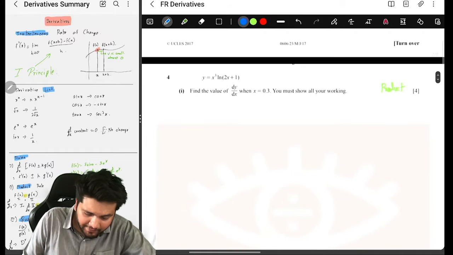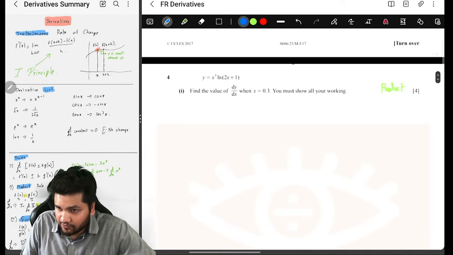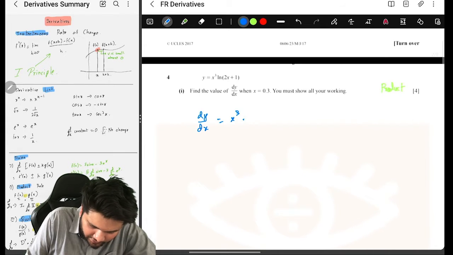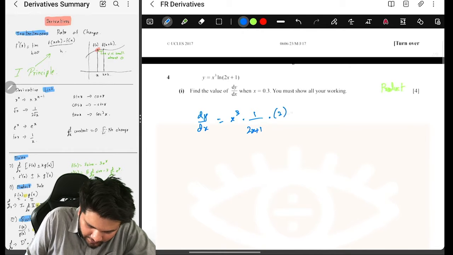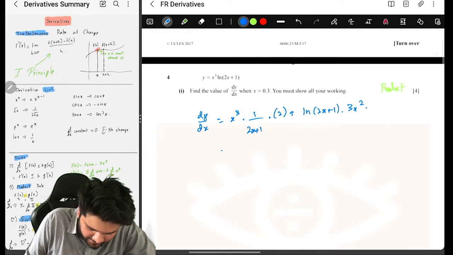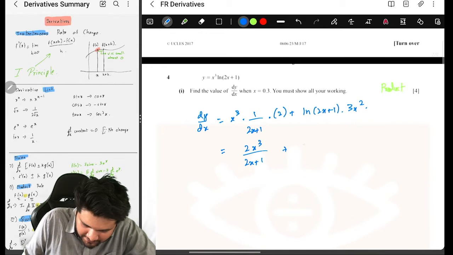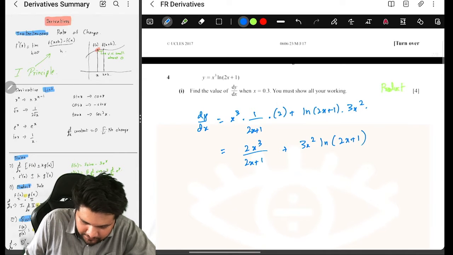Again, product rule, but here when x is equal to 0.3, you also have to find. So here again, dy/dx, product rule, first, that is x^3 into derivative of second, which is 1 upon (2x + 1) into whatever is inside, which is 2, plus ln(2x + 1) into derivative of first, which is nothing but 3x^2. So you can just simplify. So 2x^3 upon (2x + 1) plus 3x^2 ln(2x + 1).